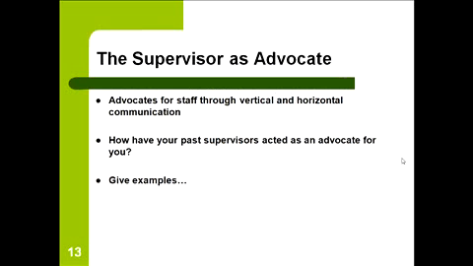The supervisor is an advocate for staff. You advocate for your staff from the bottom up to your superiors. You advocate for your staff in dealing with other units and how you work with those particular people and what's going on. Does anyone have any examples of advocating for staff in terms of how your supervisor in the past may have advocated for you? I would like to hear that. I would like for us to share that in a forum discussion.